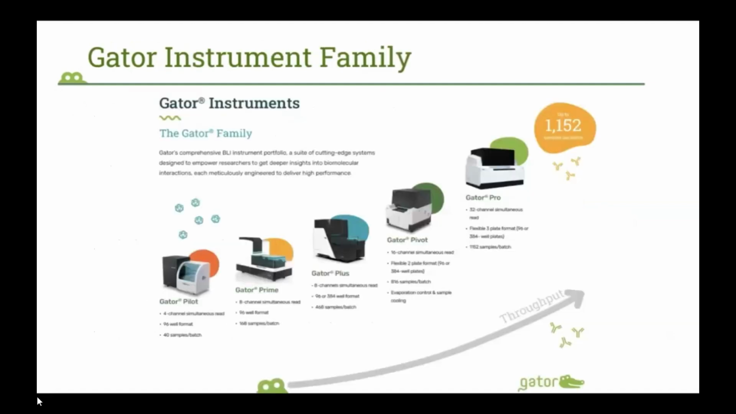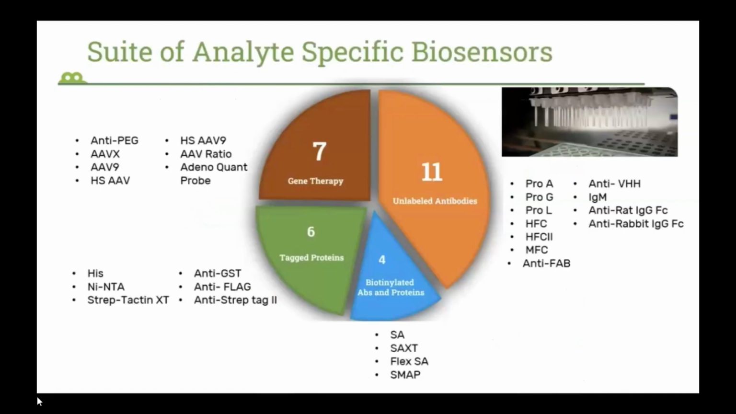This slide shows the 5 Gator instruments, with Pilot being the lowest throughput, offering only 4 simultaneous reads, all the way to Gator Pro, which is the highest throughput instrument that lets you analyze 32 samples in parallel. And it can analyze 1152 samples per batch.